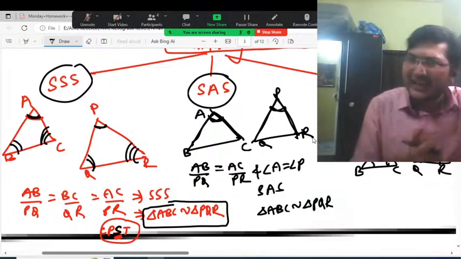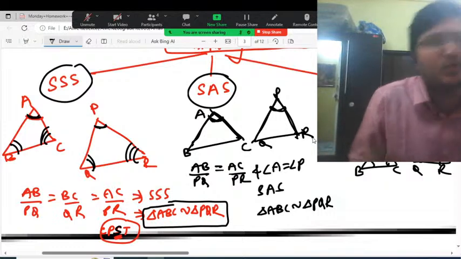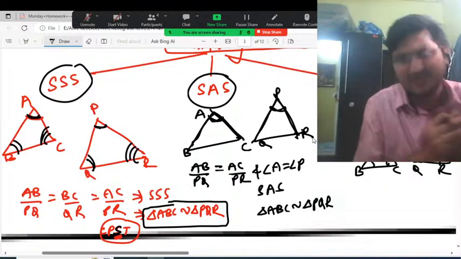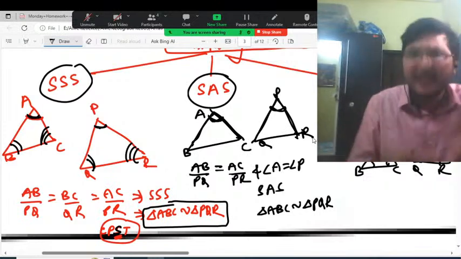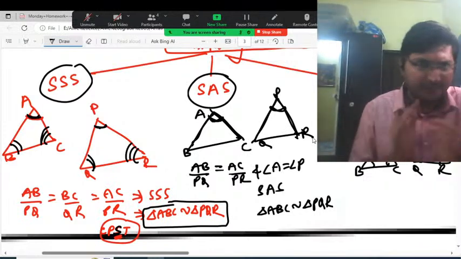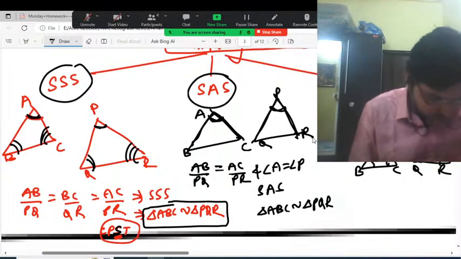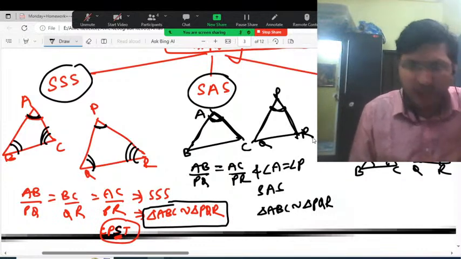Are you okay with this criteria? In this way we prove those triangles similar. If they are not given to be similar, then we use these criteria. Are you okay with this?